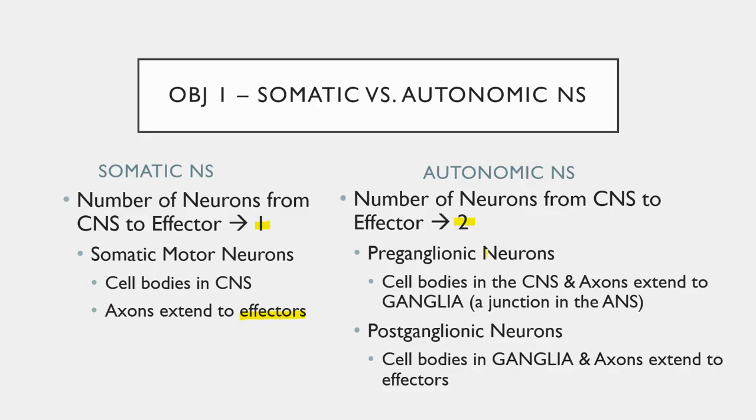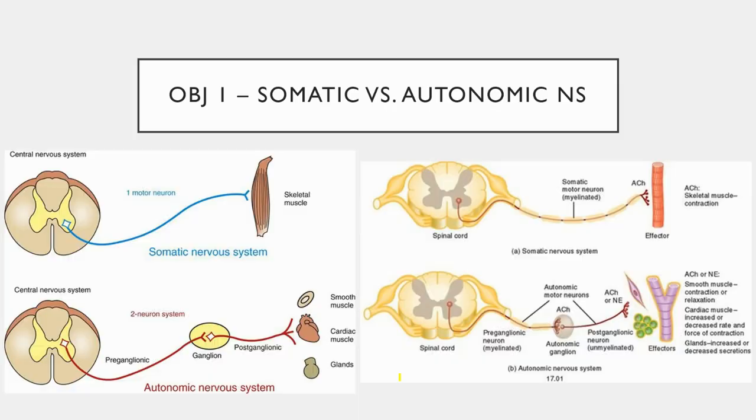Whereas in the autonomic, we're going to have two. They actually meet in the middle in a ganglia. All right, so we have what's called a preganglionic. And in this one, the cell body is going to be in the central nervous system. Its axon is going to extend, and it's going to meet up with the postganglionic neuron in a ganglia. So the preganglionic starts in the central nervous system and ends in the ganglia. The postganglionic starts in the ganglia and ends at the effector. And we'll take another look at that here in a little bit.